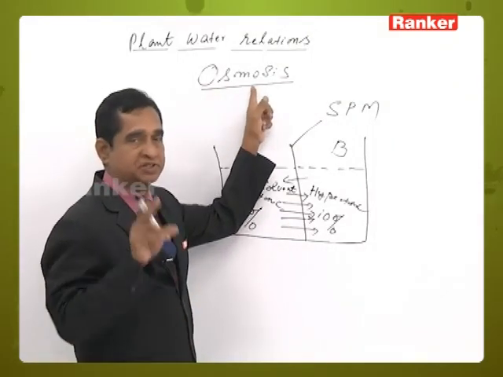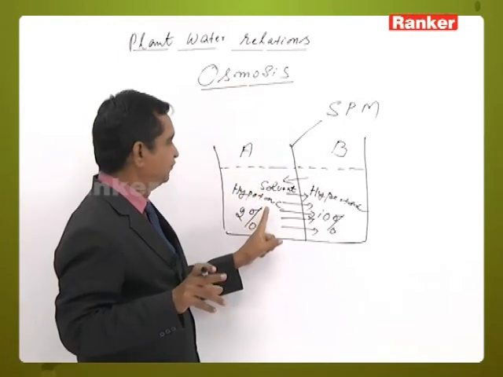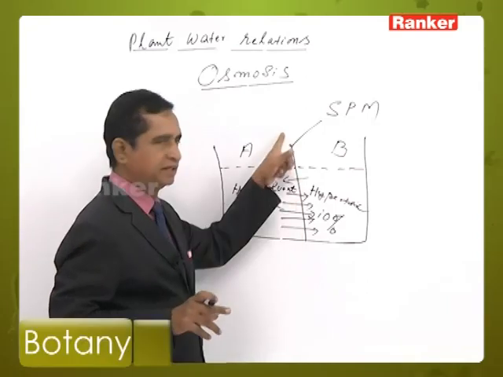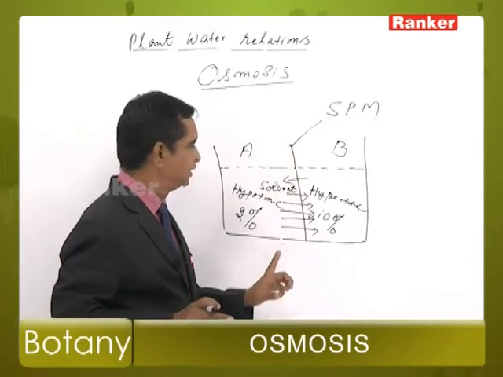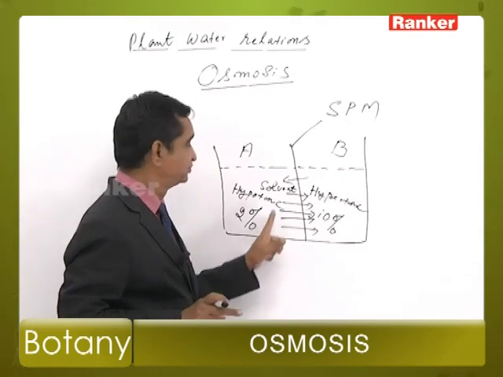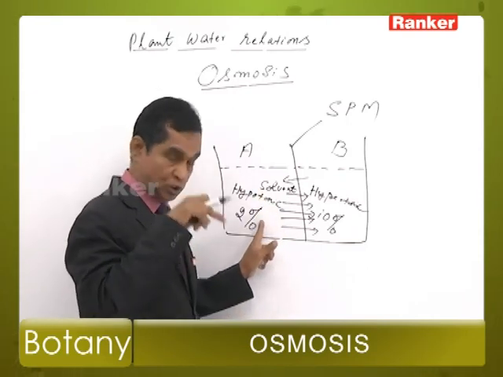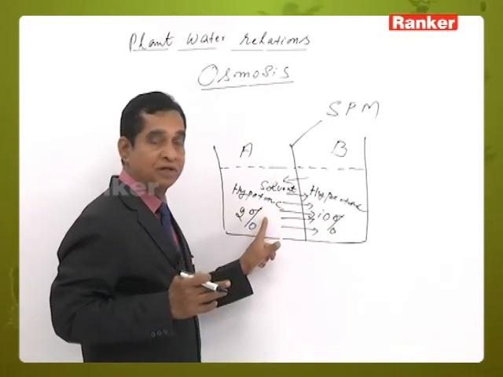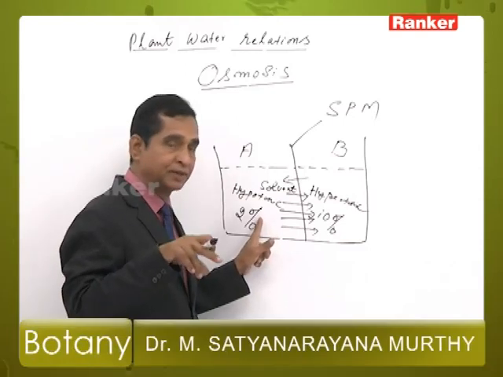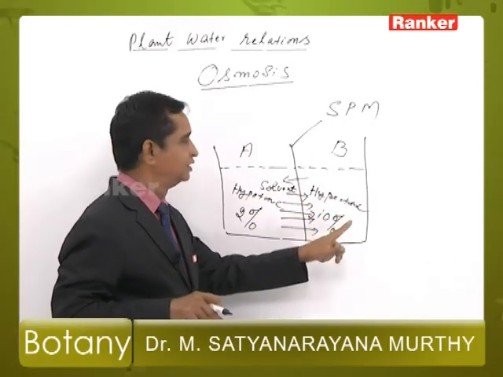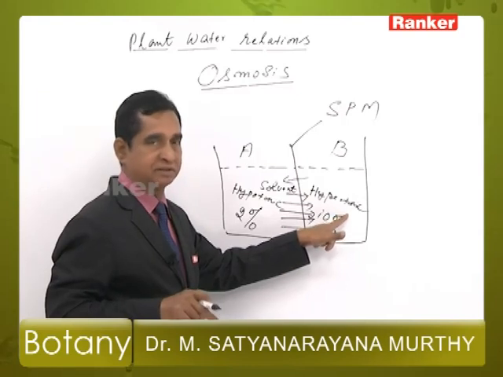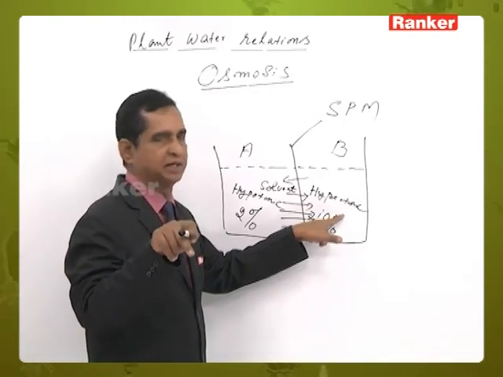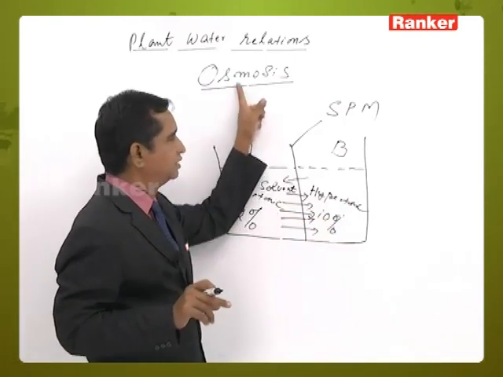So osmosis is defined as when two solutions of different concentrations are separated by a semi-permeable membrane, the solvent from lower concentrated solution, otherwise called the solvent molecules from their higher potential, enter into the solution of higher concentration, or the solvent molecules having lower potential, that is osmosis.